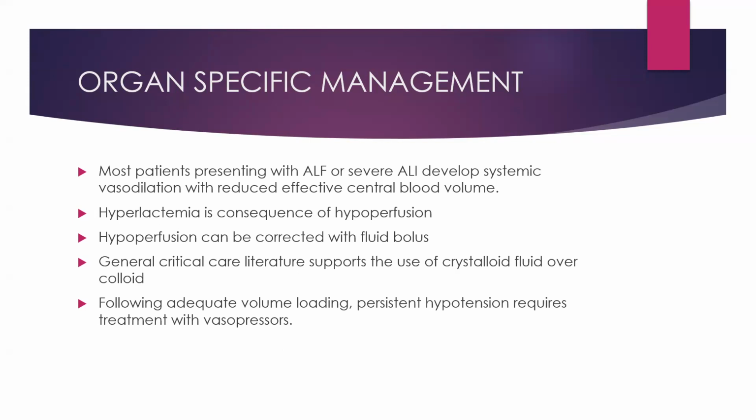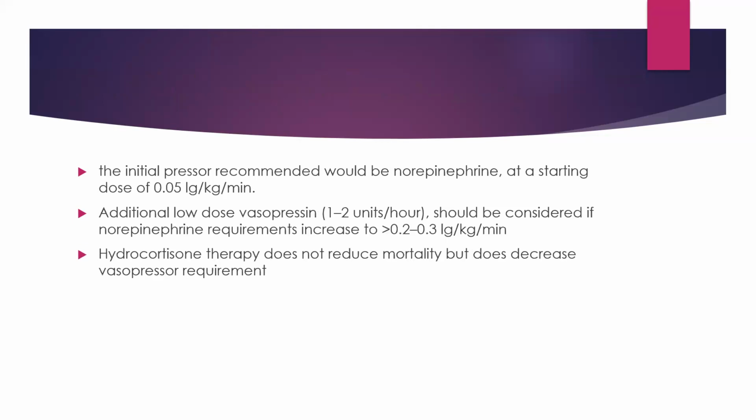Most patients presenting with ALF or severe ALF develop systemic vasodilation and reduced effective central blood volume. Hyperlactatemia is the consequence of the hypoperfusion. Hypoperfusion can be corrected with fluid boluses. The general critical care literature supports the use of balanced crystalloids. Following adequate volume loading, persistent hypotension requires treatment with vasopressors. The initial pressor recommended would be norepinephrine at a starting dose of 0.05 microgram per kg per minute.